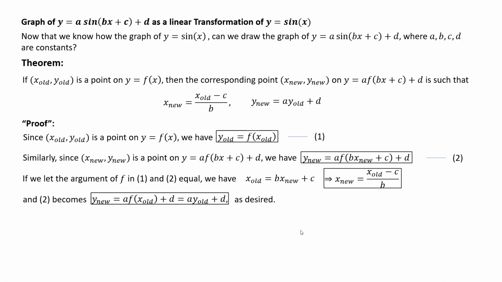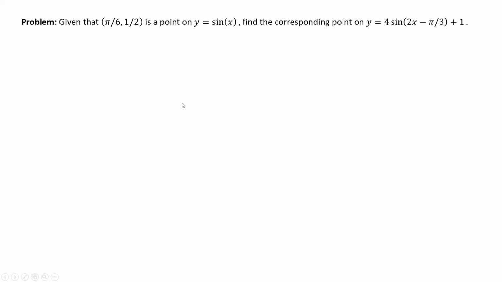So, how do we apply this? How does it help us? Now I can ask you a simple question. Given that pi over 6 comma 1/2 is a point on y equals sine x, find the corresponding point on y equals 4 sine of 2x minus pi thirds plus 1. Many people would find that very complicated. But with our approach, that's going to be a piece of cake.